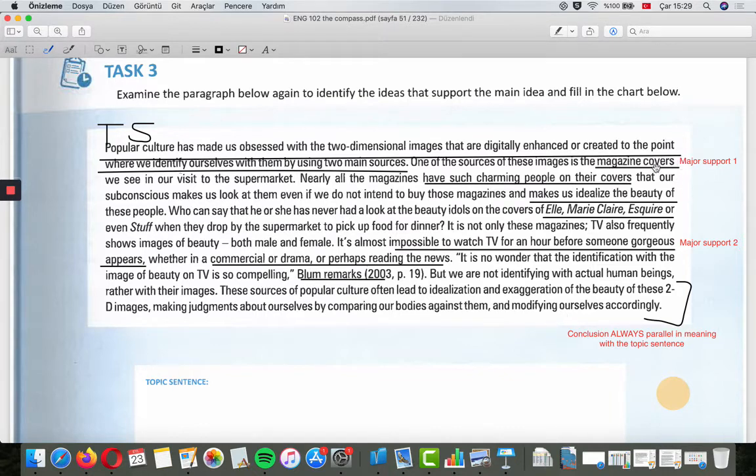And then this is my support number one, magazine covers. And my support number two, watching TV before someone gorgeous appears. And then here we have some minor supports, for example, some quotations, for example, some names of some magazines, okay? This is a good example of a paragraph with topic sentence, supporting ideas, and a conclusion, okay?